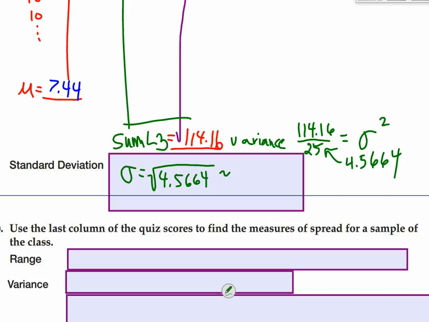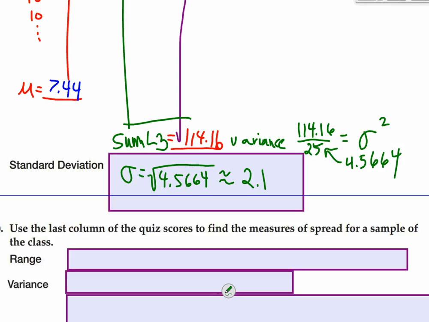And so then what is that? 2 point something, right? Because 4 is 2 squared. 2 point, is it 1, 3? I'll go 2.1. That is the standard deviation.